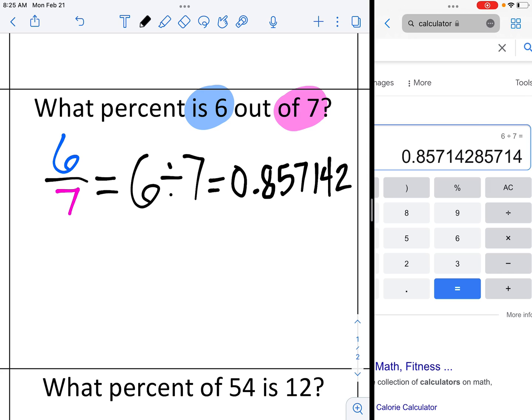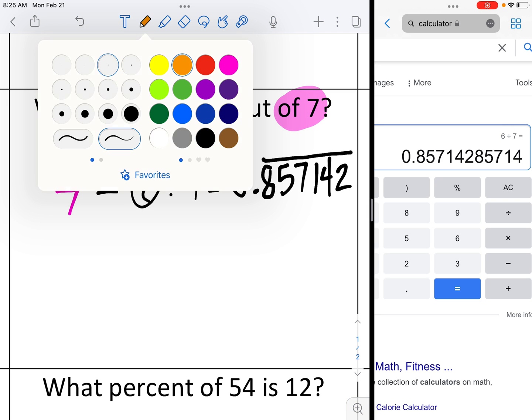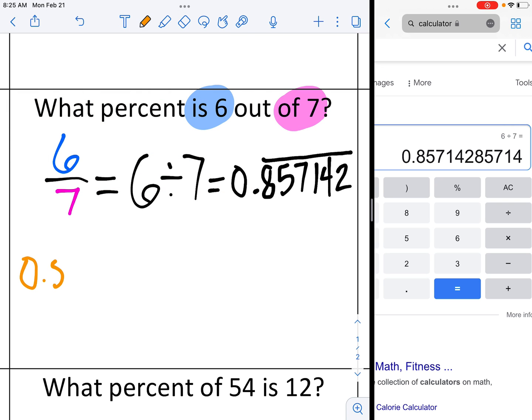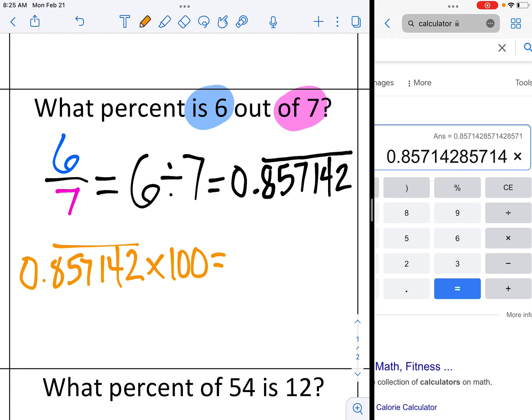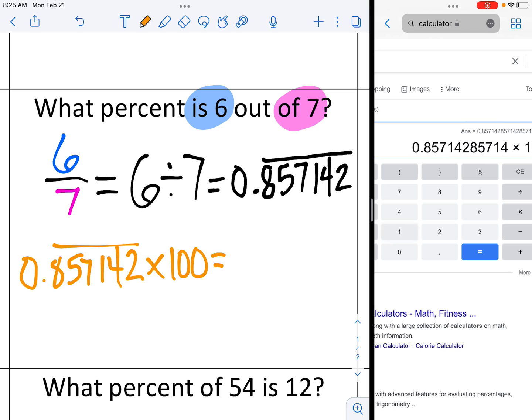So I can stop here, but I am going to write this line on top. It means all those digits repeat in that order. 857142, 85714. And if the calculator had more room, it would say 2, and then it would keep going. So now I'm going to take that decimal, rewrite it here, 0.85714 with a line and times 100. And I'm not going to clear my calculator, times, hopefully I can do this right the first time, 100 equals.